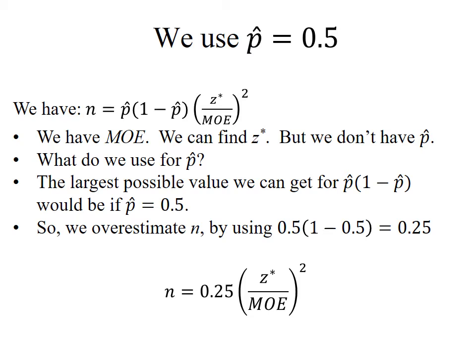What I do is take a worst case scenario. The largest possible number I can get out of p hat times the quantity 1 minus p hat would be if p hat was exactly a half, exactly 0.5. So we're going to overestimate n by using 0.5 in both cases. 0.5 times 1 minus 0.5 is 0.25. And so here's our expression. The sample size we need is 0.25 times z star over the margin of error, squared.